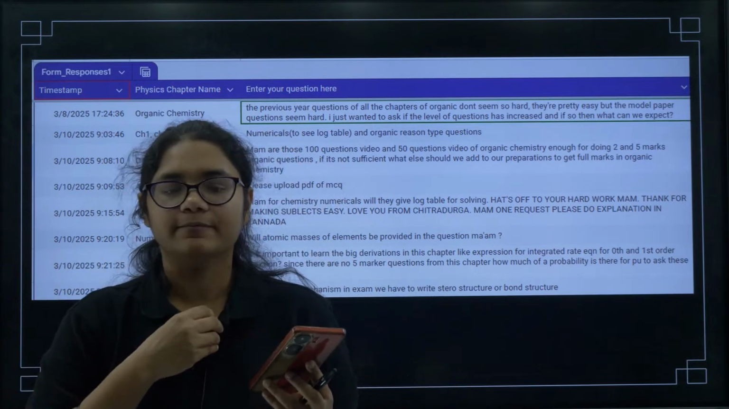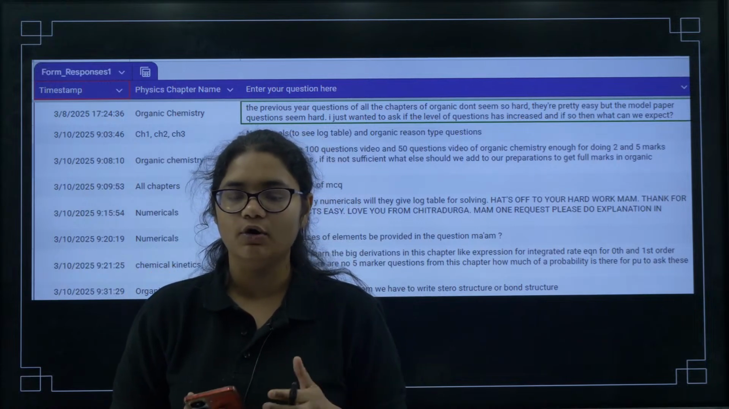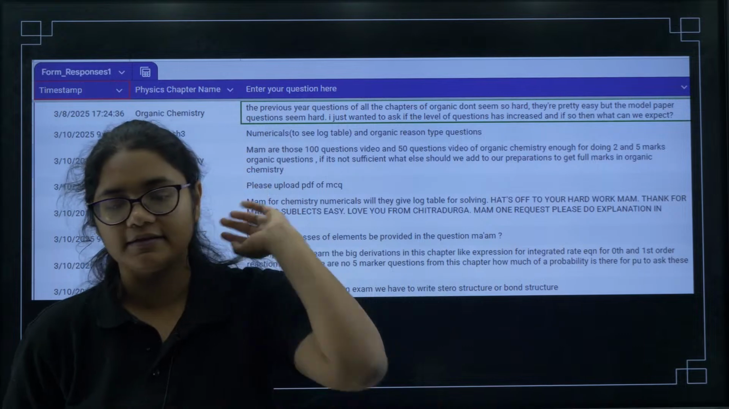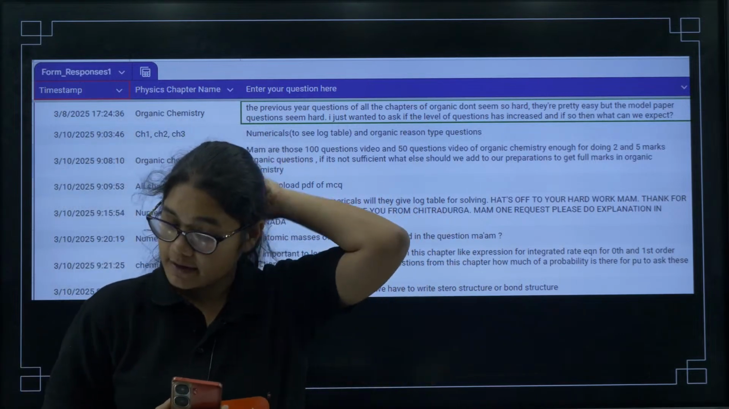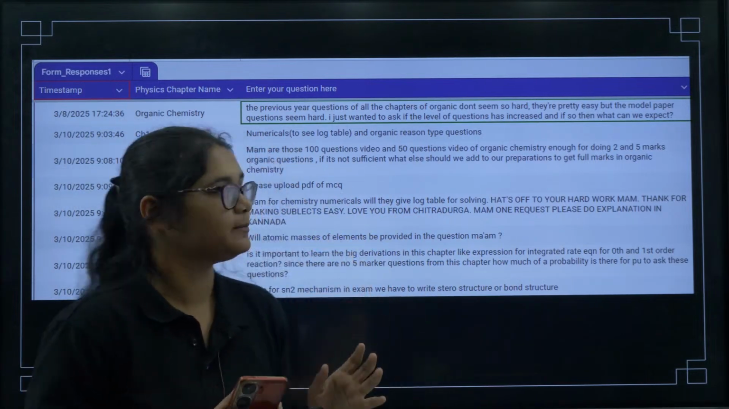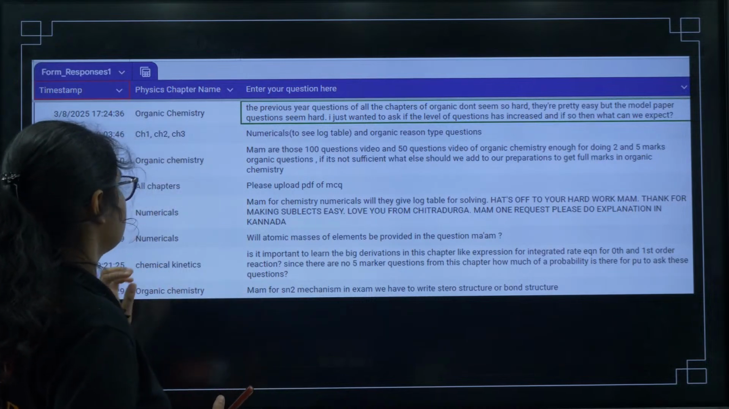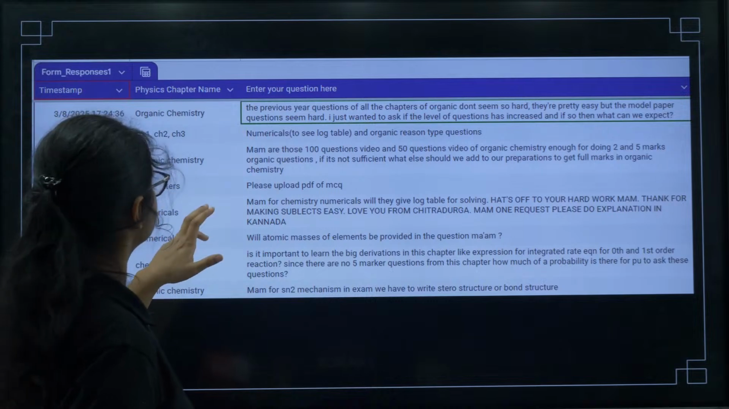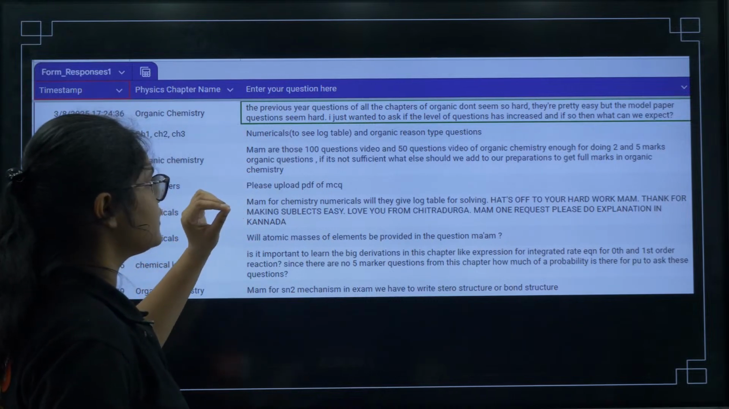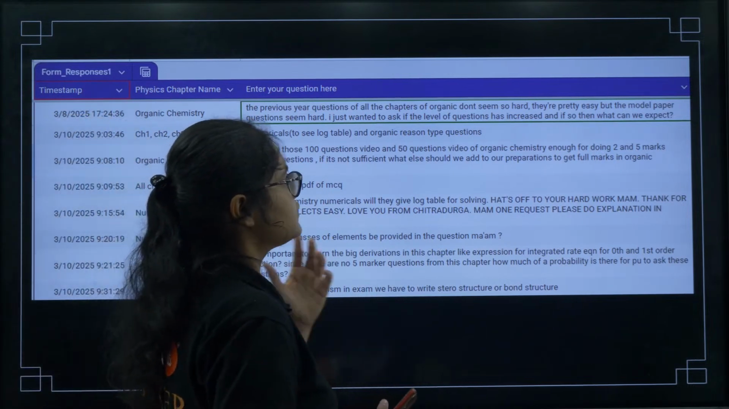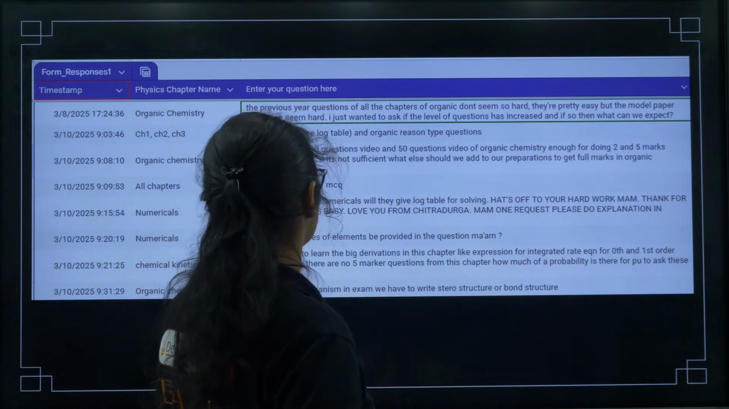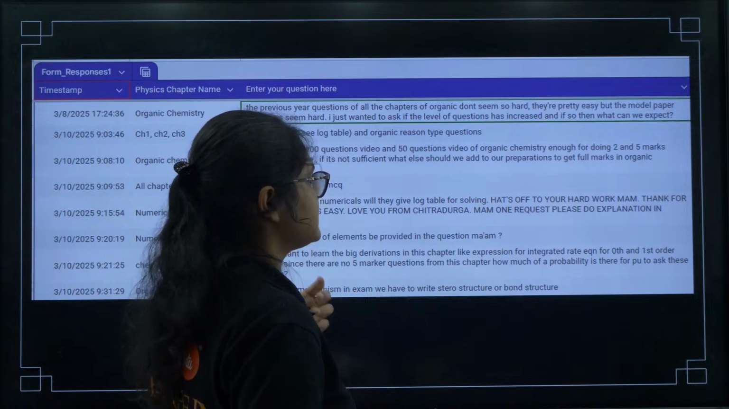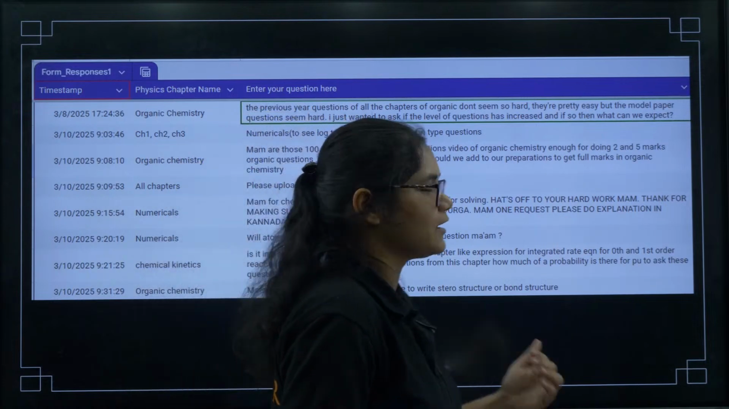Students, let's see first all of the doubts that you have posted in the Google form. First, a question from a student: the previous year organic questions were not so hard, they are pretty easy, but the model paper questions seem hard. Has the level of questions increased, and if so, what can we expect?